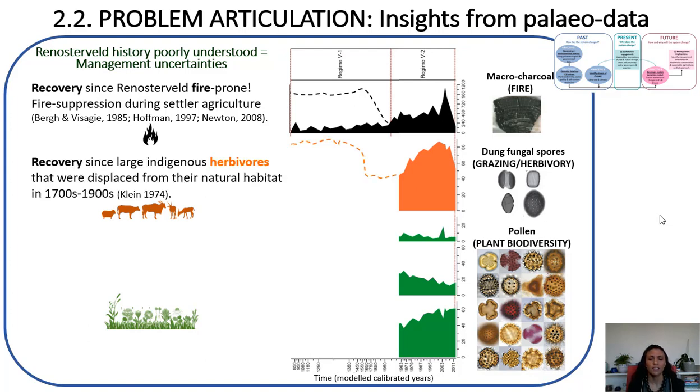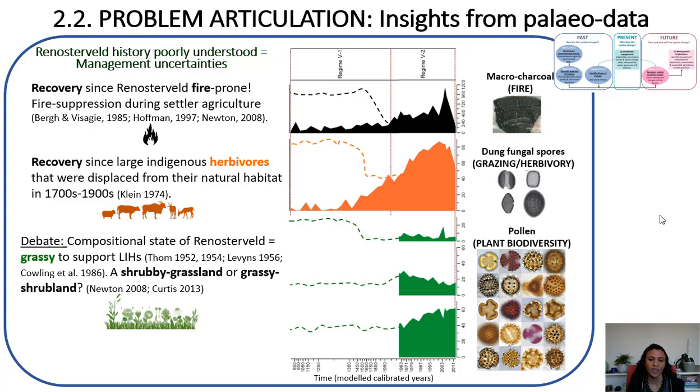Then if we think of grazing, we might think that we see another recovery in the recent changes. This is because we know that herbivores were recently displaced between the 1700s and 1900s, and now they are recovering. But actually what we find is that in more recent years, there is a lot more grazing than there was previously.